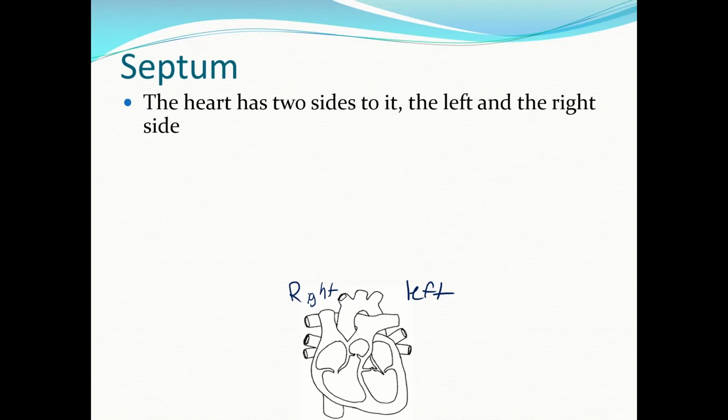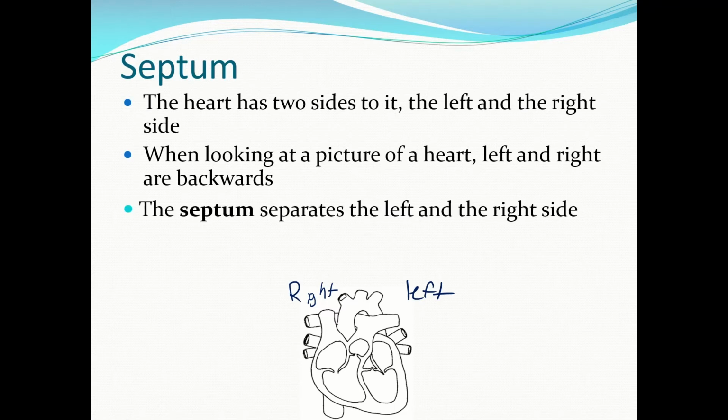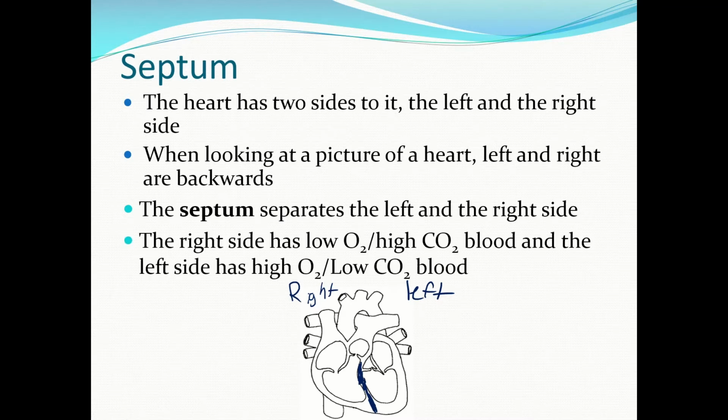Okay, you have to think about it. You have to sort of turn the same way as the heart. So when looking at a picture of a heart, left and right are backwards, and then we have the septum. So the septum is right here. The septum separates the left and the right side of the heart. So the right side of the septum has low oxygen, high CO2, right? So low oxygen, high CO2. And the right side of the heart has a high oxygen, low CO2.